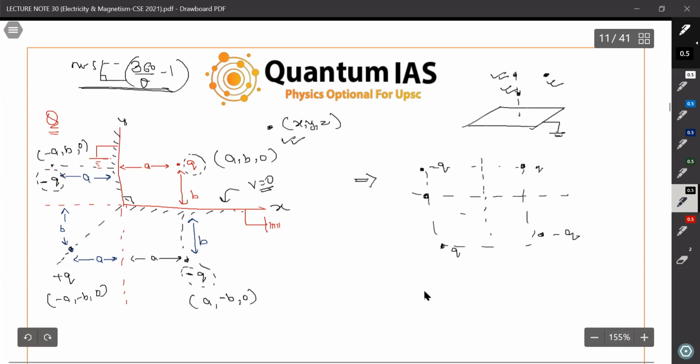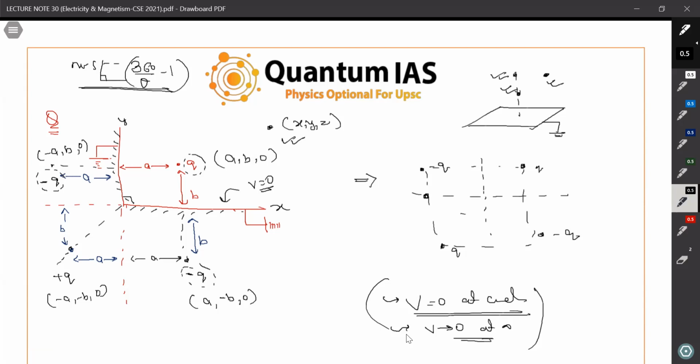See, two conditions are there. V is 0 at the conductor. Basically they will give you this question only. For any larger configuration, and again V is 0 at infinity. If in any configuration your mirror image is in accordance with these boundary conditions, then it will be helpful. Now we will solve one more question and then we will move to another one.